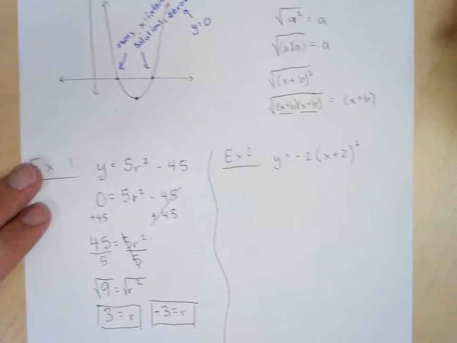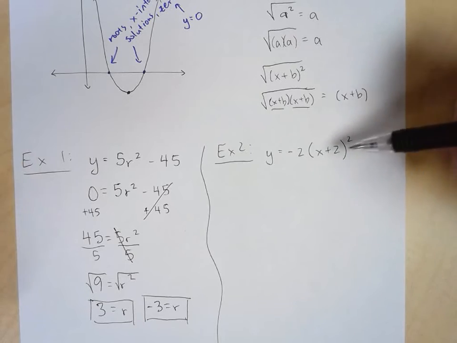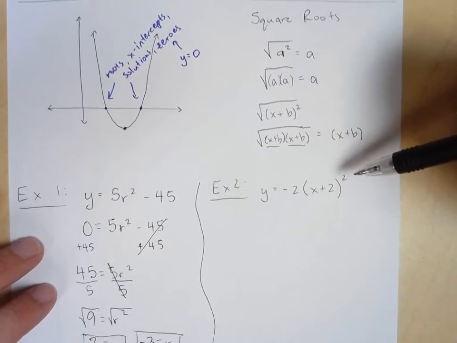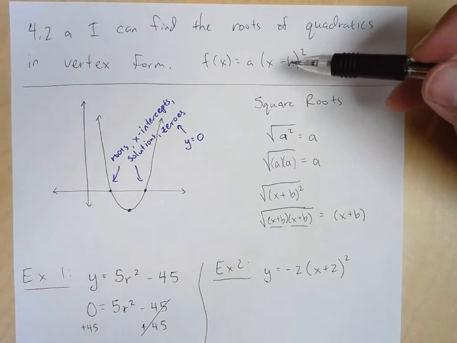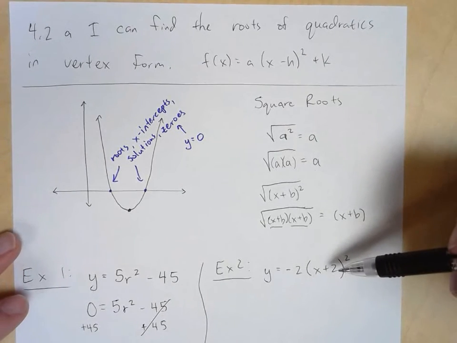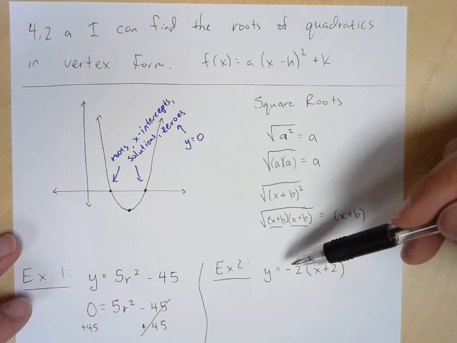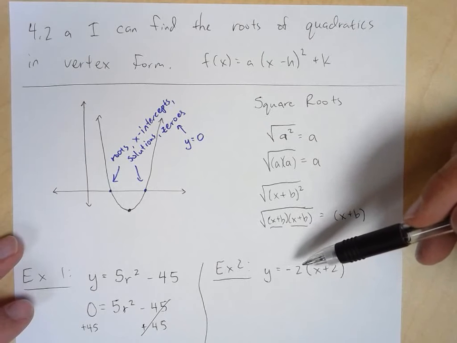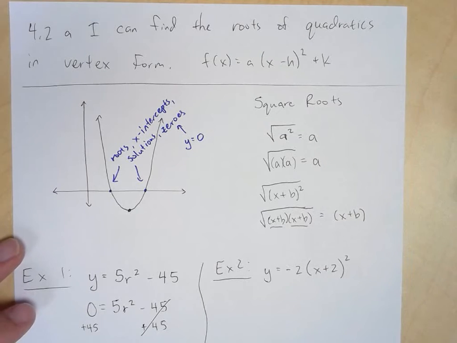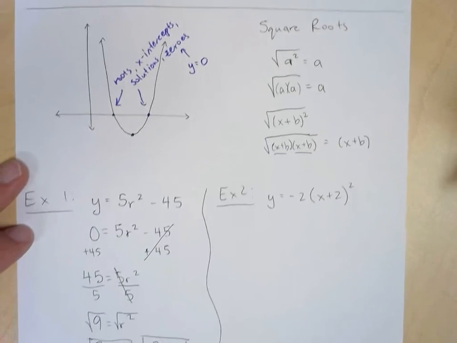Okay, second example problem, slightly different than the first. Very clearly this is in vertex form. We've got something binomial squared, so we're inside the parentheses, so it tells us we have a horizontal translation to the left 2. We're also flipped upside down from this negative, and it's 2 times taller than normal. We're still going to be asked to find the roots as well.